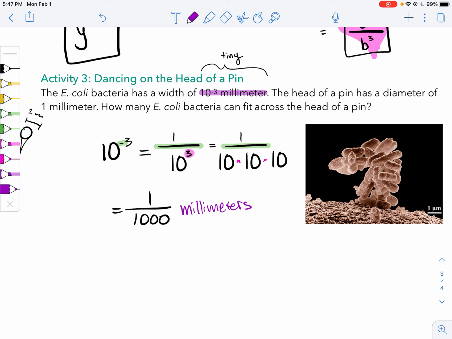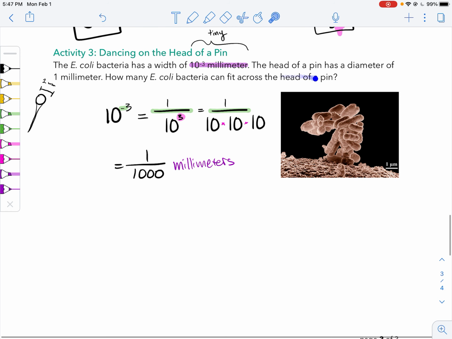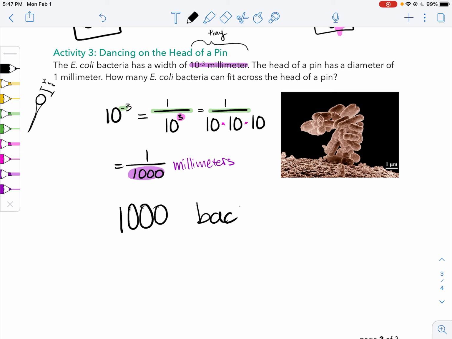Okay. So if a bacteria is 1/1000th of a millimeter, and a pin is 1 millimeter across, how many can fit on the head of a pin? Well, you can fit 1,000 of them. You can have 1,000 bacteria on a pin. You guys, pins are tiny.